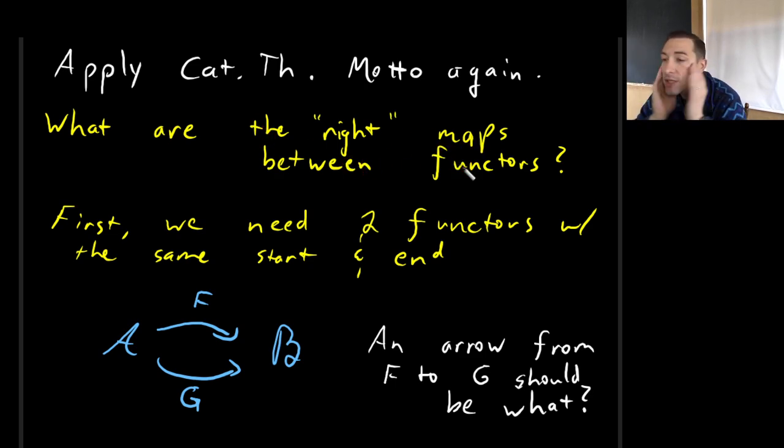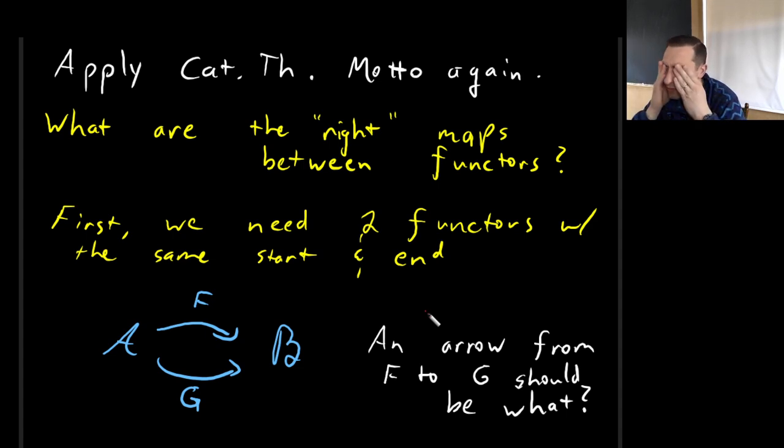So first, we have to specify what the setting is where that makes sense. To start with, you need two functors that have the same domain and codomain. So F and G both start at category A, and they both end at category B. Okay? And so then what we're going to want, you can do either direction, but we'll do an arrow from F to G. So then the question is, what is an arrow? Of what should an arrow from F to G consist?